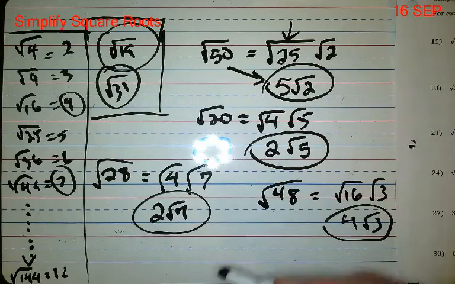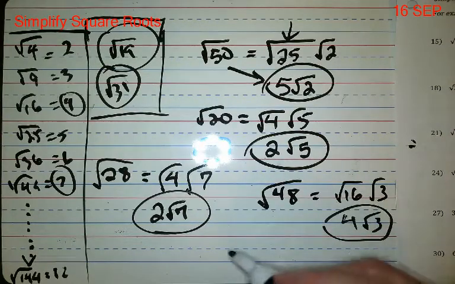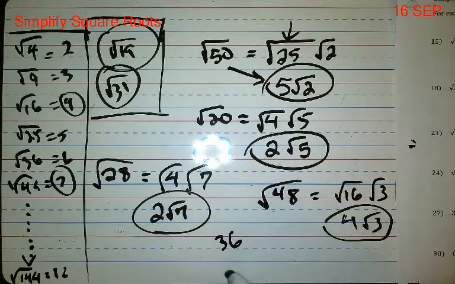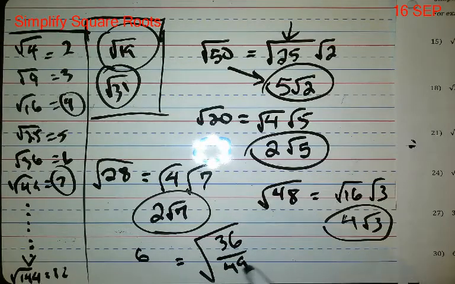What if we had fractions? What if we had numbers like we know the square root of 36 and we know the square root of 49? So what if it was inside a radical? Well, since I know the square root of 36 is 6, and since I know the square root of 49 is 7, well then the answer would just be 6 over 7.